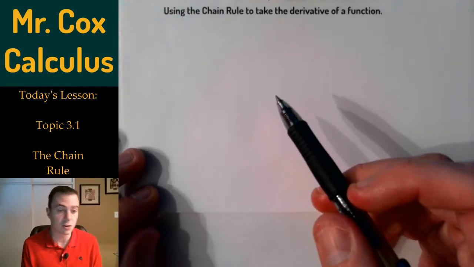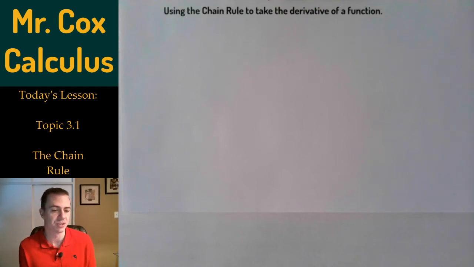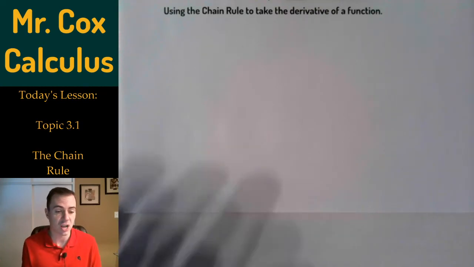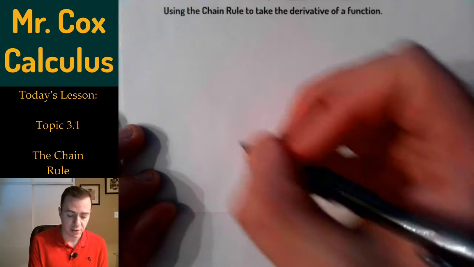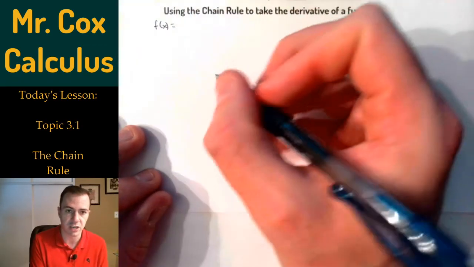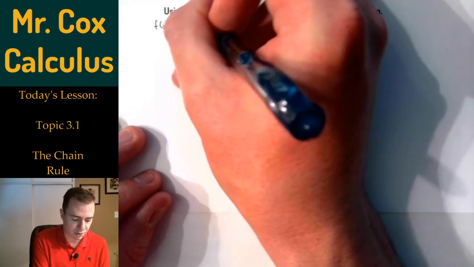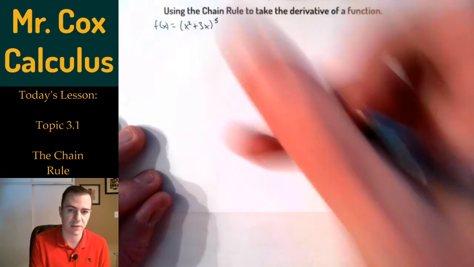So let's take the derivative of four functions that can be expressed as a composition of functions and see what this chain rule is requiring us to do. The first one is going to be the composition of functions that we started with in the very first video. We'll let f of x equal (x squared plus 3x) raised to the fifth power.